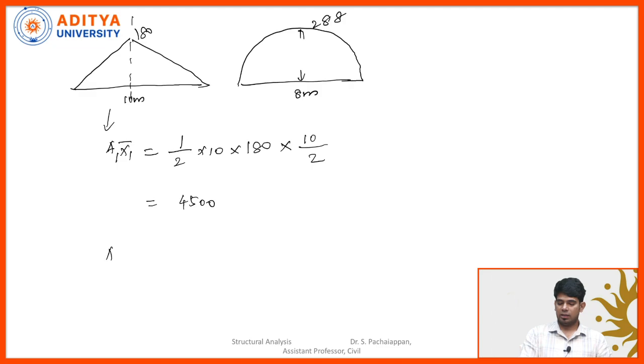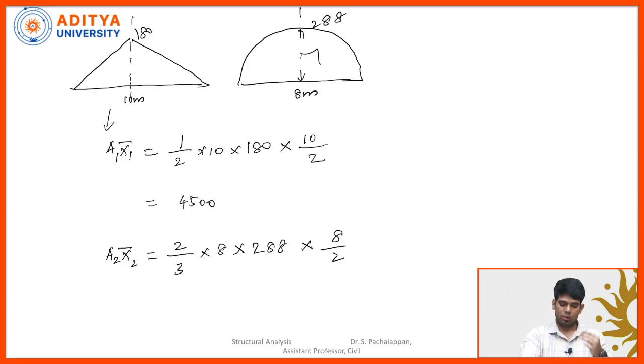With this we can calculate A1 x1 bar, and the value is 4500. Similarly, I need to calculate the value of A2 x2 bar. For this diagram, the formula for the parabola is 2 by 3 of base into height, which we calculated as 288, into centroidal distance 8 by 2. Here also, if you draw the center line, the left-hand portion and right-hand portion are both equal. So how much am I getting for A2 x2 bar? A2 x2 bar is 6144. So we calculated A1 x1 bar and then we calculated A2 x2 bar.